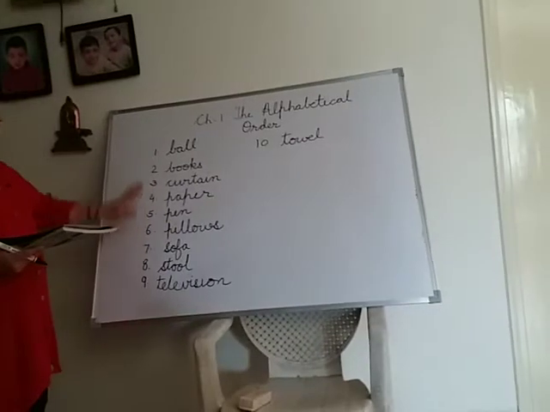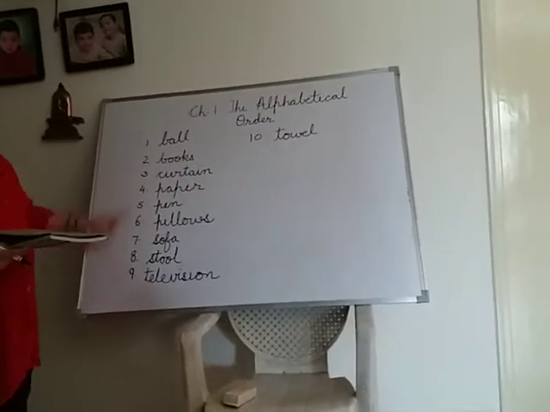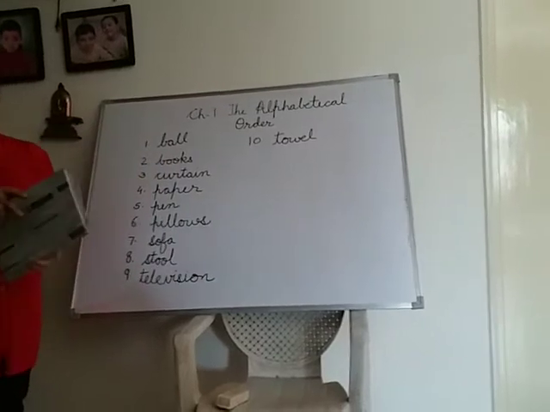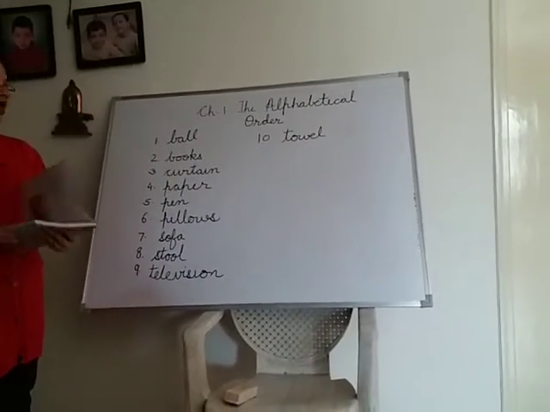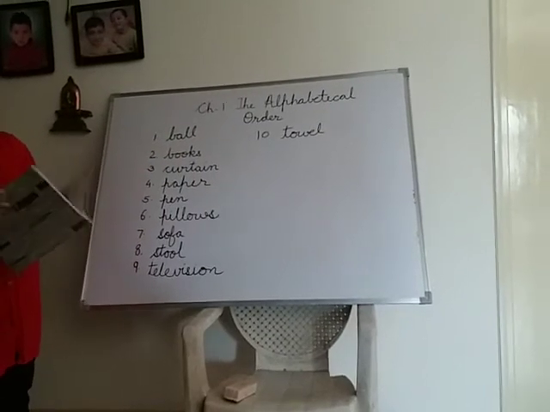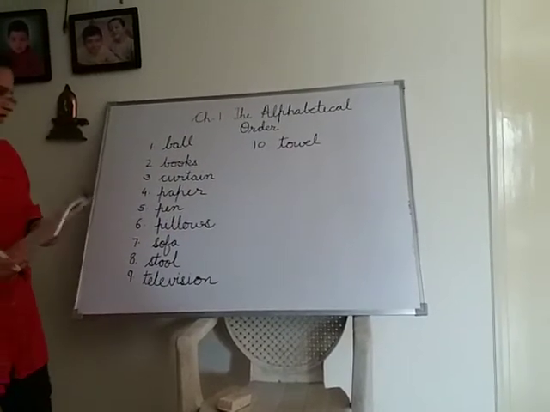You have to arrange those words according to this order. 1, 2, 3, 4. These numbers you can write in front of those words. Now you can pause the video here and you can complete your exercise. I am going to the next exercise.